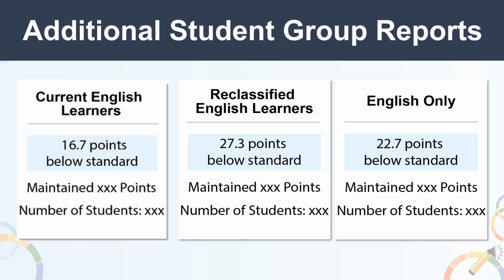Current English learners are only those students who are classified as EL in CalPADS. It does not include any of the students who have been reclassified. The reclassified English learners include students who have been reclassified for up to 4 years. And English only are the students who are not classified as either EL or reclassified EL.